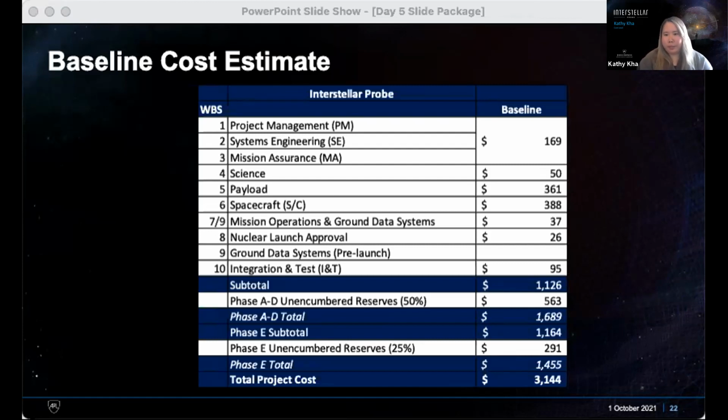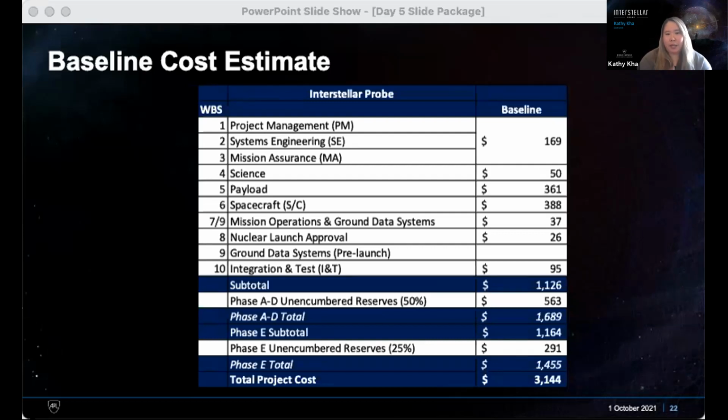A to D development. That includes 169 million for PMSCMA, 50 million for science, 361 for the payload, and that's for the notional payload because the payload will be competed. 388 million for the spacecraft, 37 for pre-launch mission ops and ground data systems.